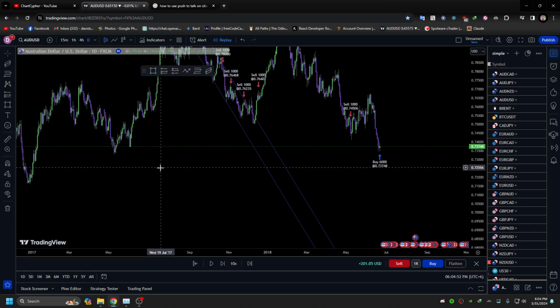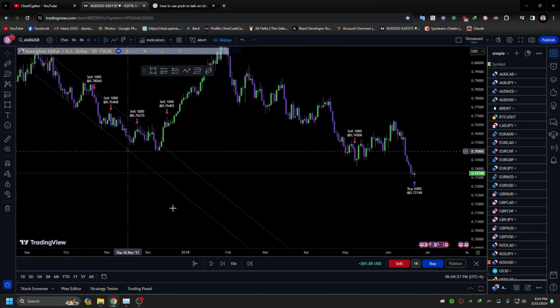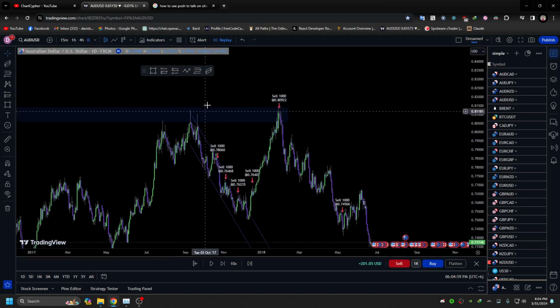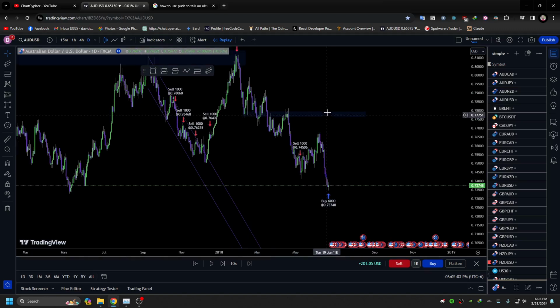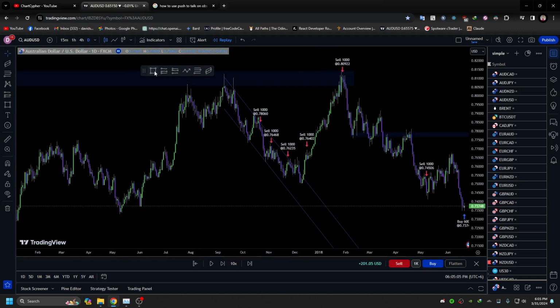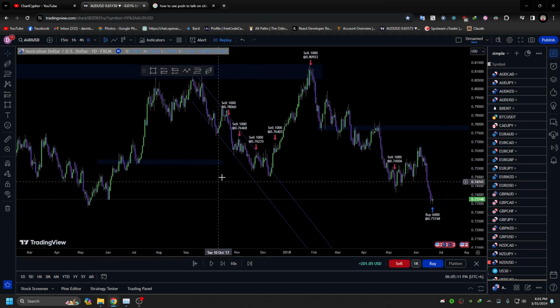So this is the idea here, right? This is how you trade with this regression tool, or you could do support and resistance, right? Like here, you sell here and you buy there. This is the idea.